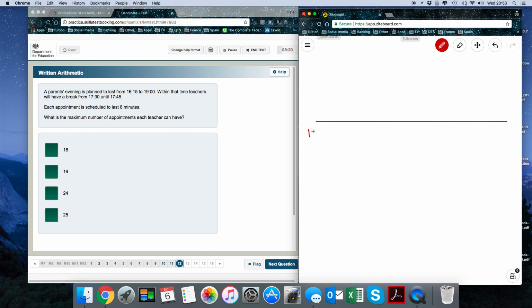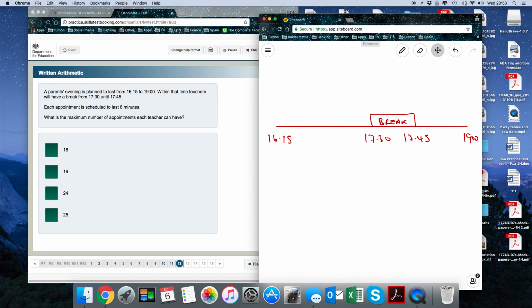So timeline again. The important thing with this timeline is that you can't have a break whenever you like. It specifically tells you that you're going to have a break between 5:30 and 5:45. So this is a break. Oh, excuse my mouse, it's got a mind of its own. Then we finish at 1900. So I'm just going to move this over a little bit.